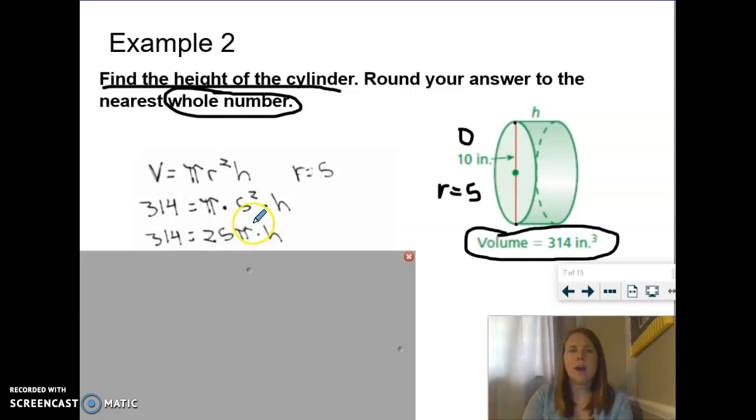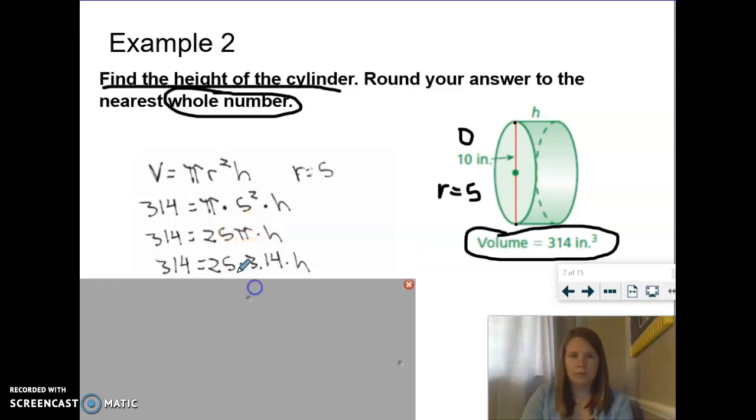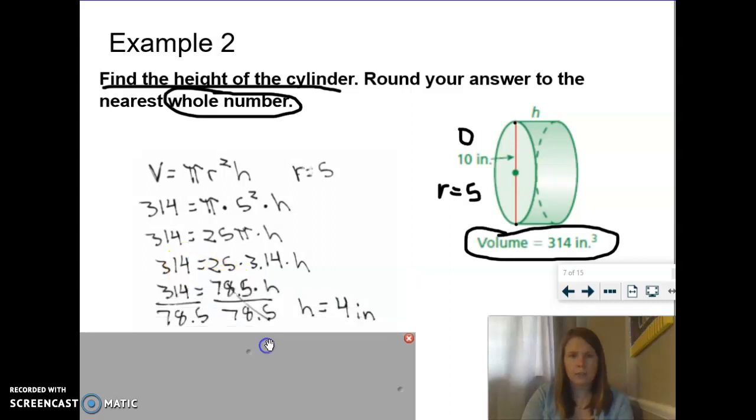From there, this is where I'm going to really start looking at this pi, okay? So I'm plugging in 3.14 for pi. So now I have 25 times 3.14 times h is going to equal 314. Once I figured that out, I took the 25 times 3.14, which gave me 78.5, and I'm still multiplying that by h, okay? And this side's still 314.